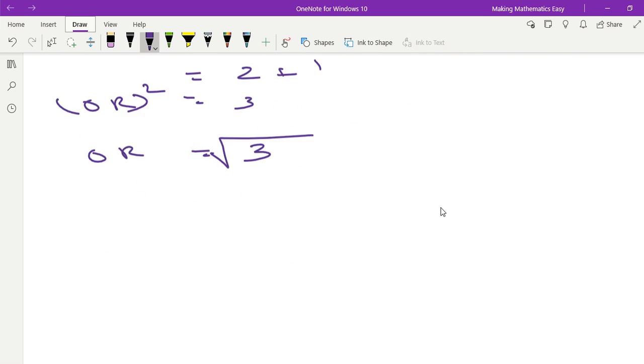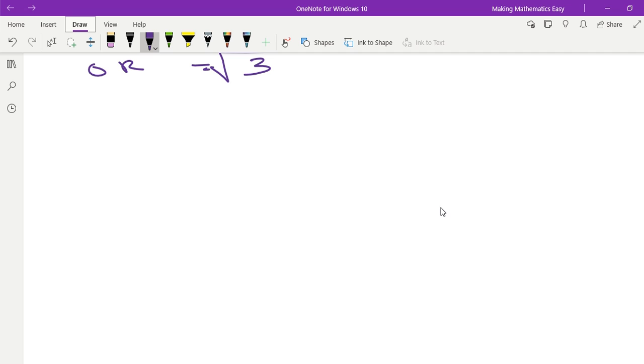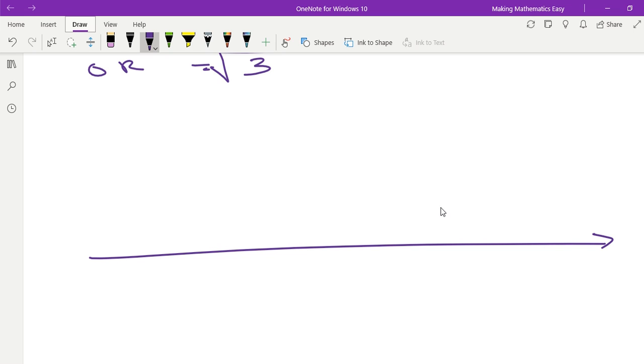Okay, now let's start with the number line. I'll be drawing on this, so I'll just tell you what measurement to take and how to draw it. Then you'll have to draw it on your own using a scale and pencil. So let's do one thing. Take 0, 1. Take 1 centimeter over here.